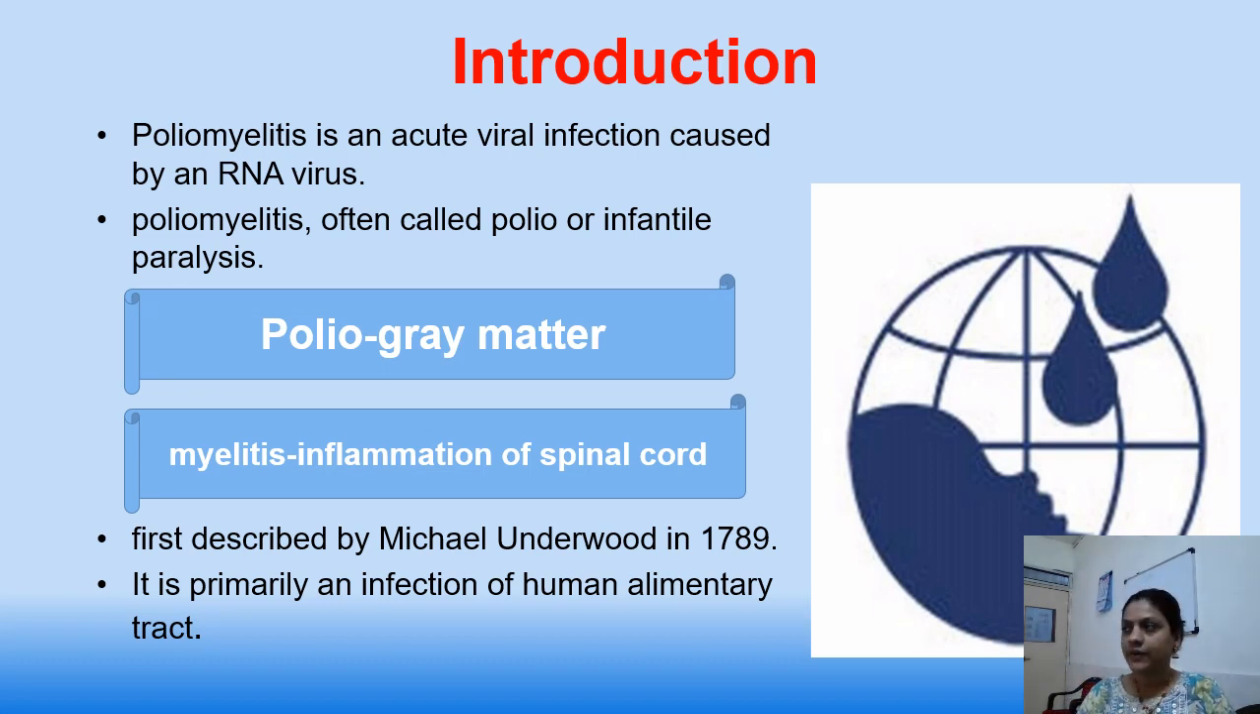1789. It's a unique infection because primarily the infection is of the human alimentary tract. The small intestines are infected, but the serious manifestations are seen on the central, or rather the peripheral nervous system, causing paralysis of muscles.